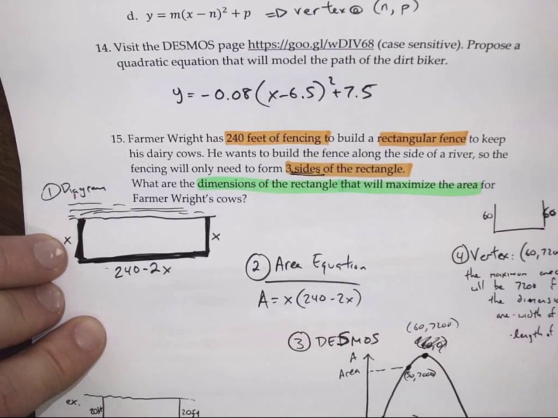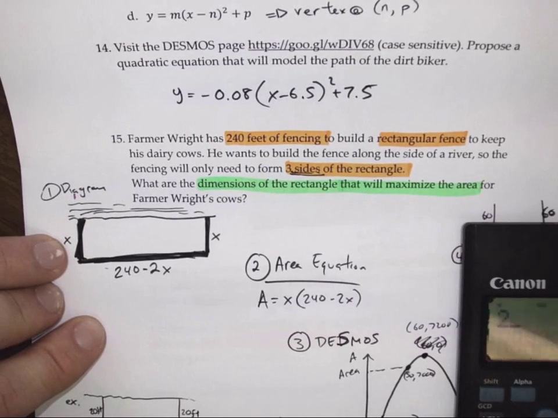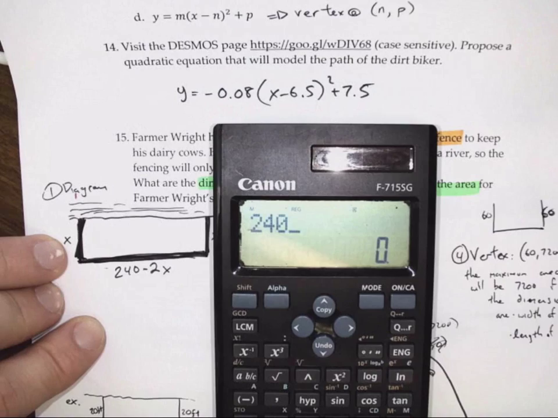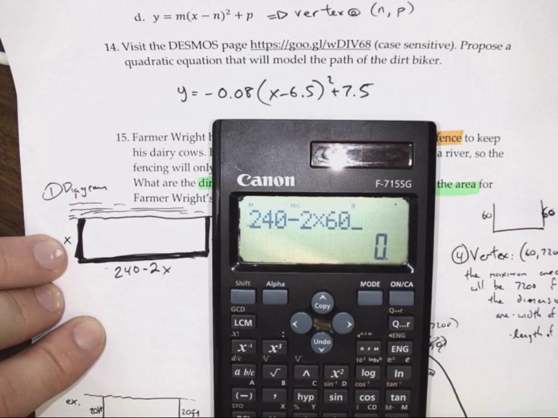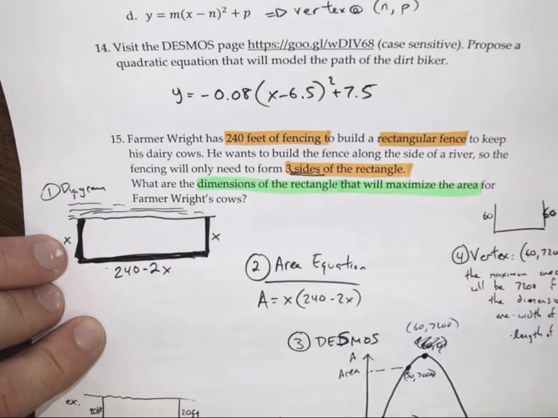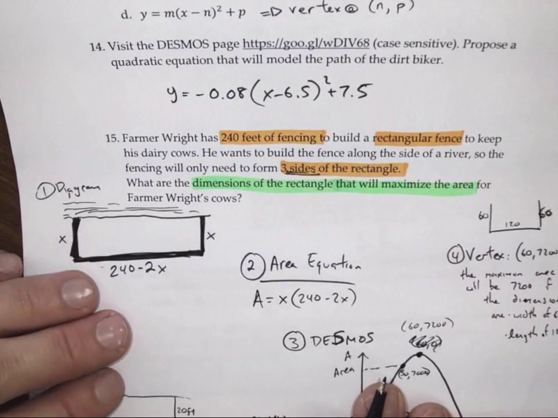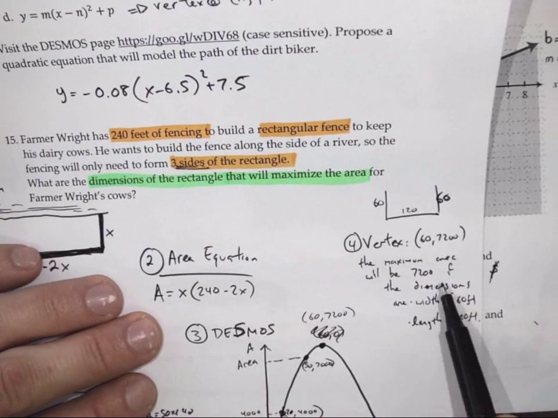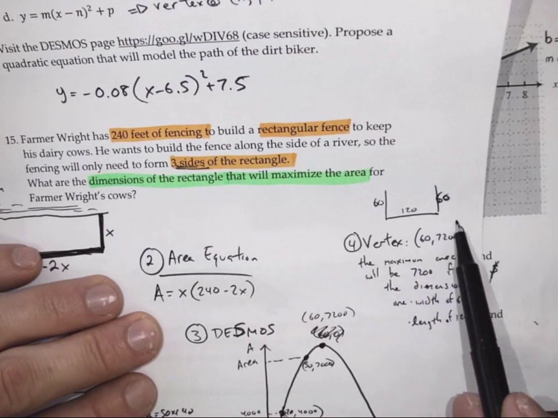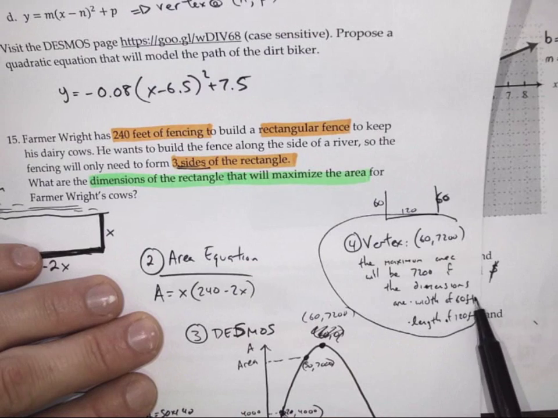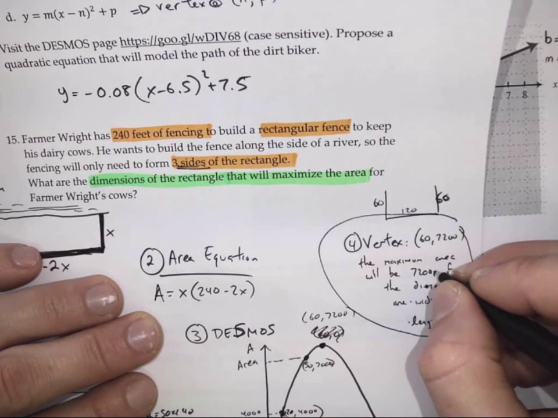And this length is going to be 240, take away 2 times 60. That predicts the length of that side, which is 120 feet. Those are the dimensions that give us our maximum value: maximum area, 7,200 square feet.